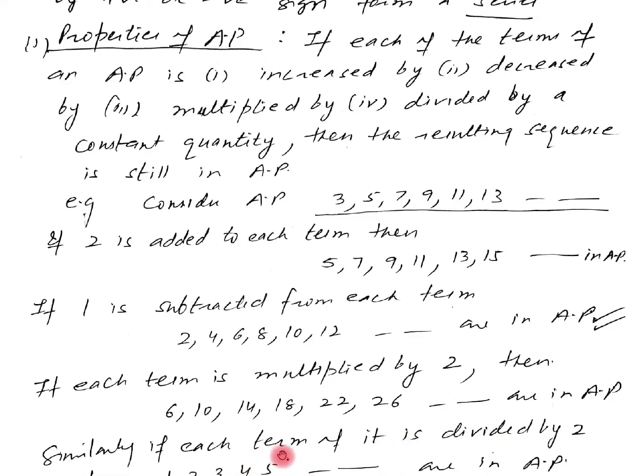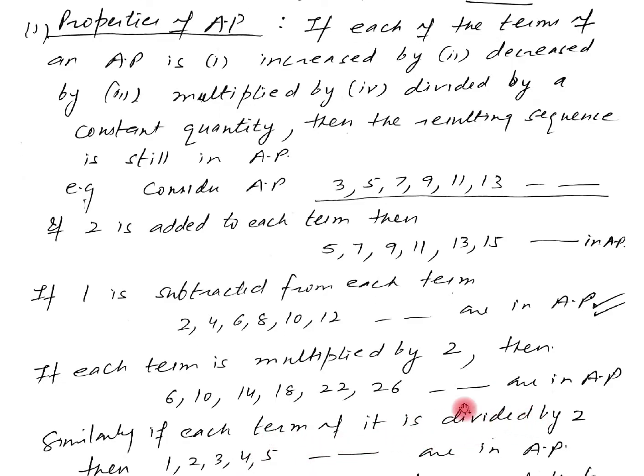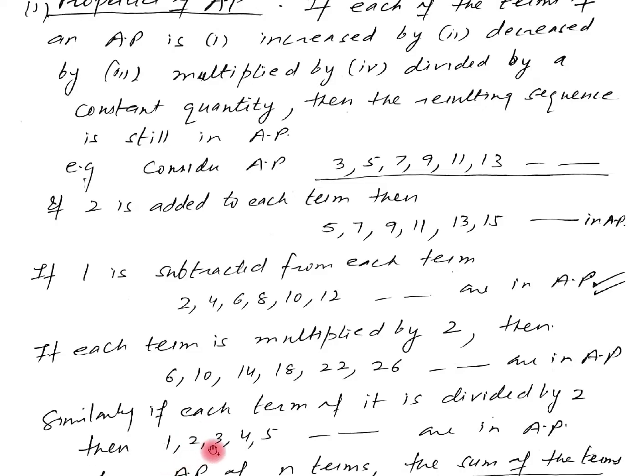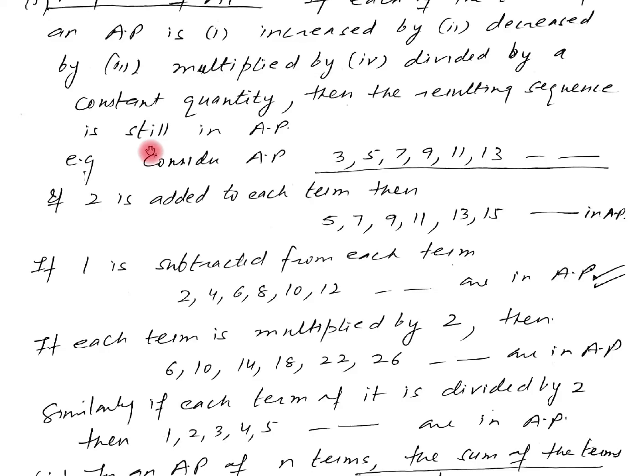Similarly, if each term of it is divided by 2, if I am considering this sequence and I am dividing each term by 2, again the resulting sequence is what? It is an AP. Each term of this sequence divided by 2 becomes 1, 2, 3, 4, 5 and so on. Again we are seeing that this is again an AP. So this is the meaning of this result.